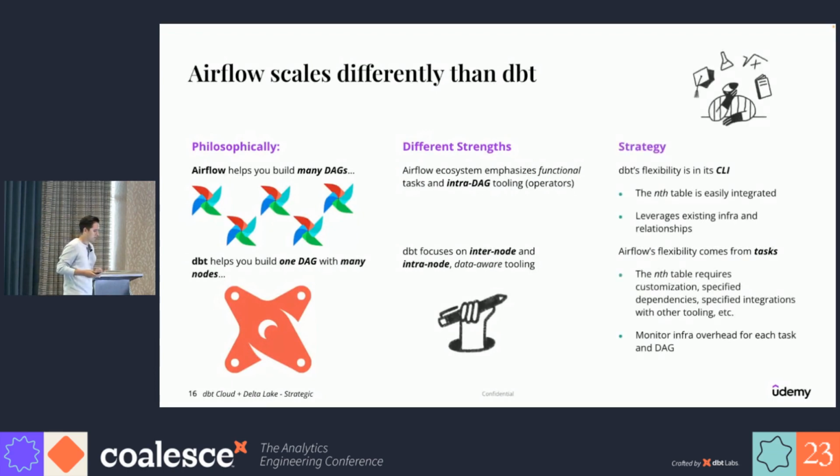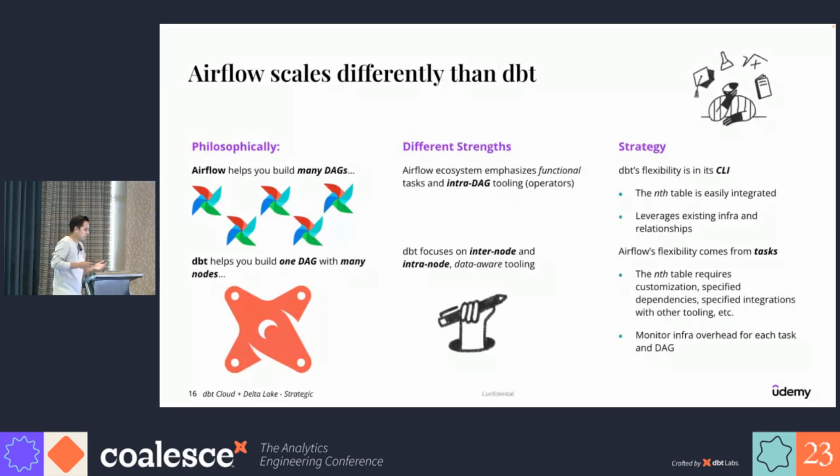So the strategy that follows from that I thought was pretty intuitive. I think dbt's biggest strength is definitely the flexibility of its CLI, right? So potentially very obvious, but the nth table that you're building into dbt, really easy to integrate, really easy to spin up. You're using existing infrastructure, you're leveraging all the relationships you've already defined in place.